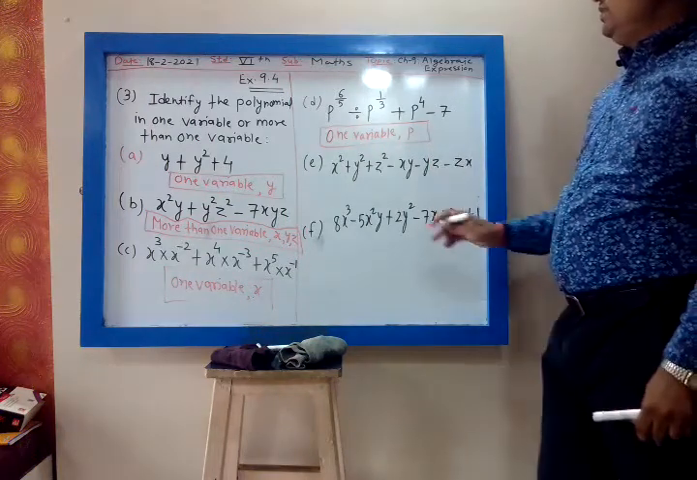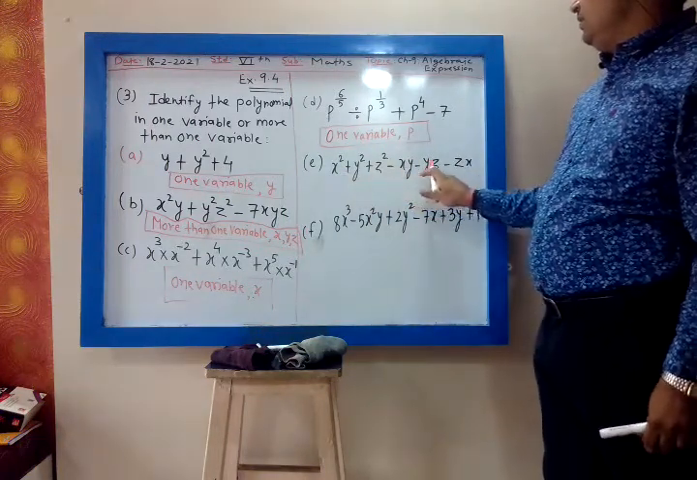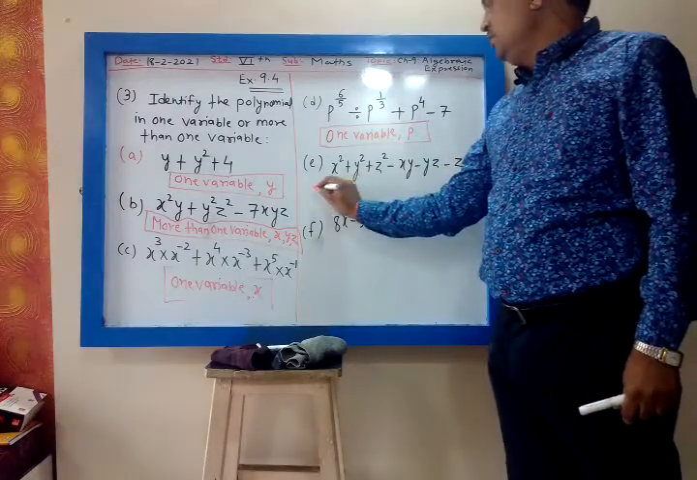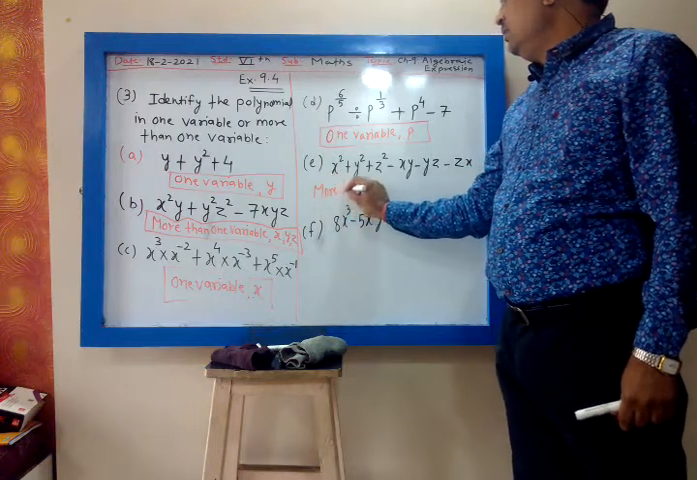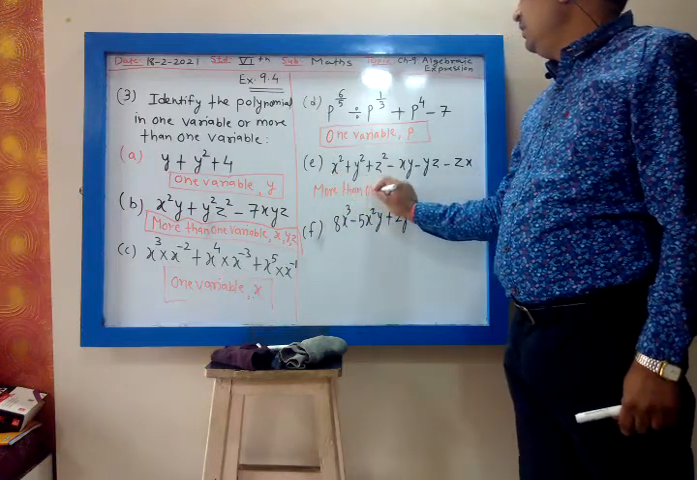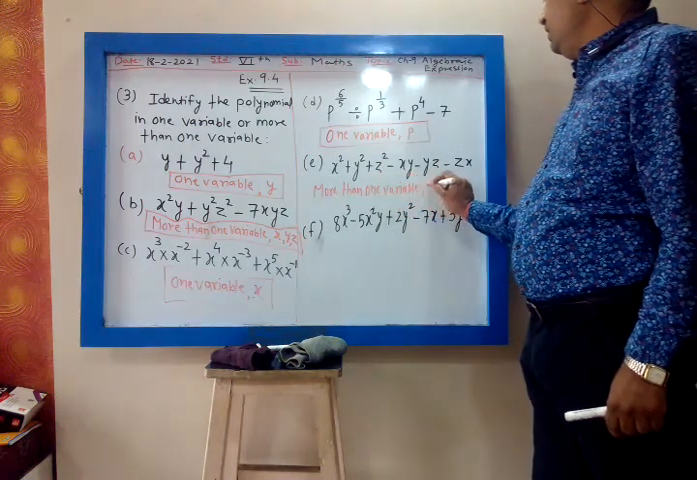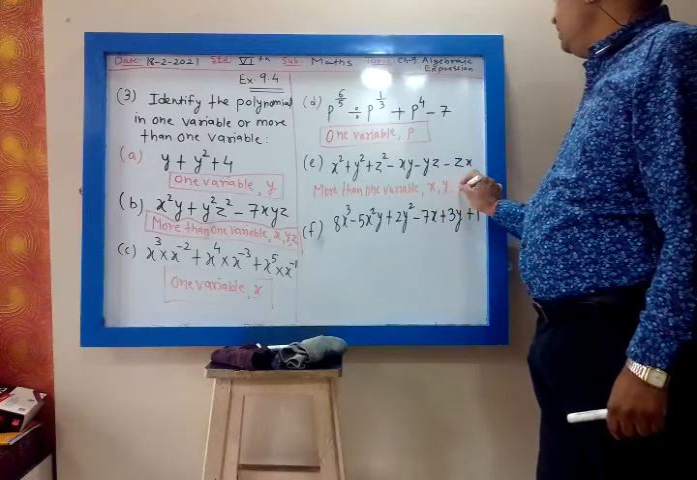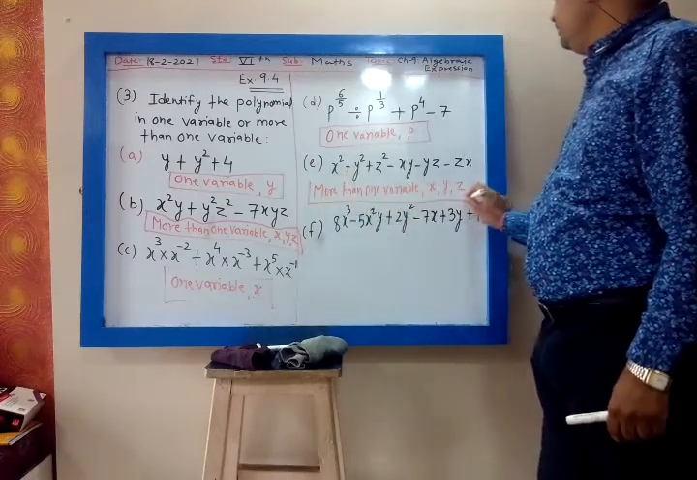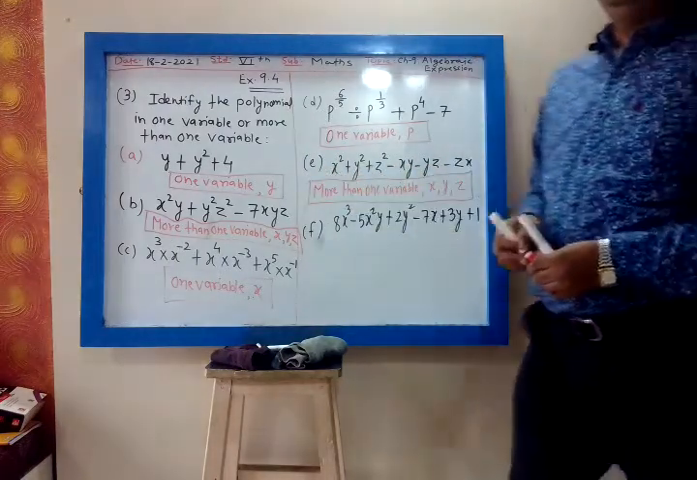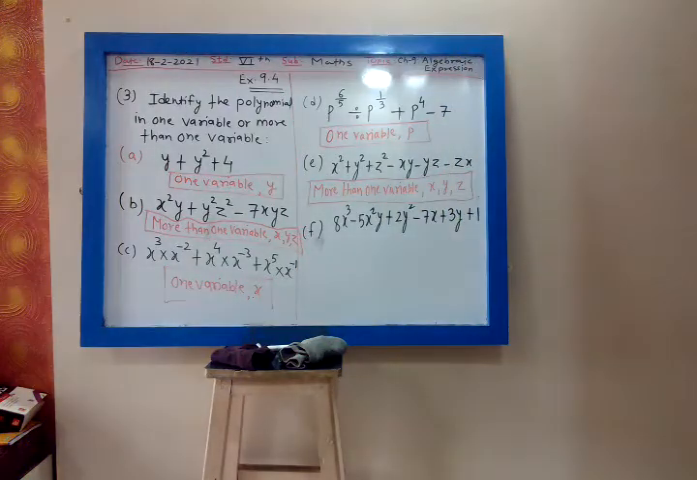Next, how many variables can you see? X, y, z. How many variables? 3 variables. So more than one variable, and the variables are x, y, z. More than one means 3 variables, x, y, z.